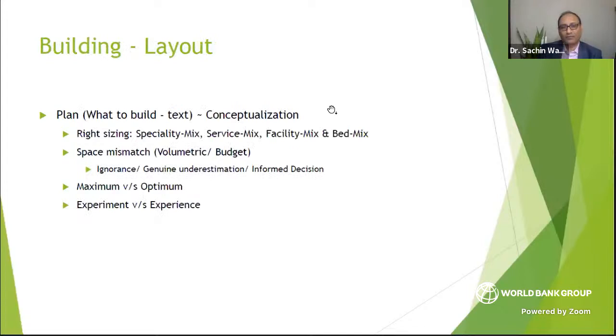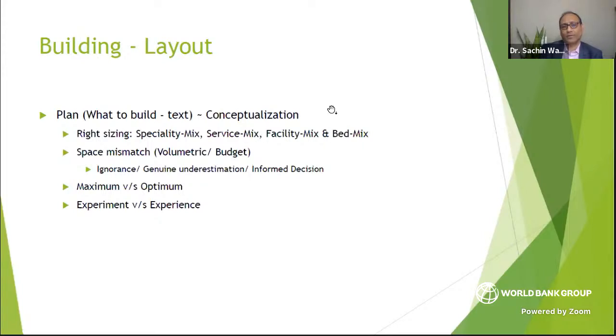So before getting to the drawing board or even trying to do the sketching, what is to be built has to be first put in text. This is what we call conceptualization, which is a result of a feasibility study. It could be, what are the target patients that you're looking at, what are the specialties you want to provide, what is the service mix, what are the facilities that you want to provide, like dialysis, endoscopy, how many OTs you would want to have, maybe procedure rooms and things like that. Extending into the bed mix, how many single rooms, twin sharings, or multi-beds, or maybe even the types of ICUs that one would want to have.